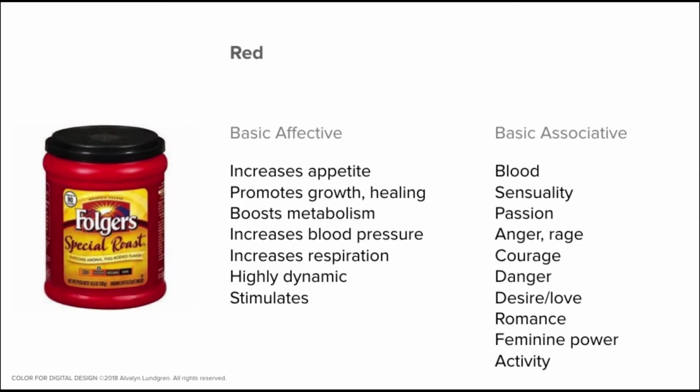We associate red with blood, obviously, with sensuality and passion. Passion, whether it is love or anger or rage, extreme emotion is what red connotes. In Western culture, it's also a color of courage. It's also a color to denote danger. It's a romantic color if it's tinted. Fully saturated and slightly shaded, it connotes female power, and it's a very active color.